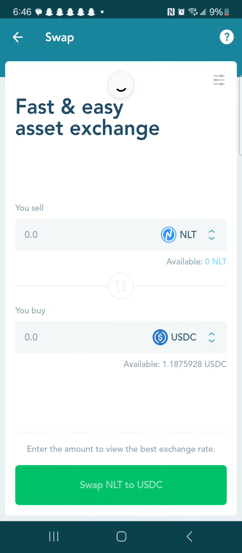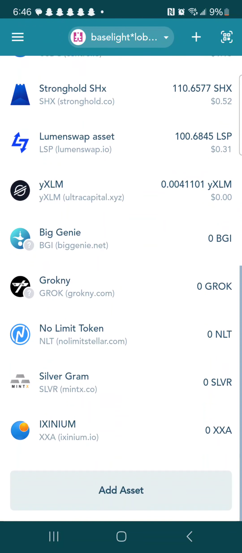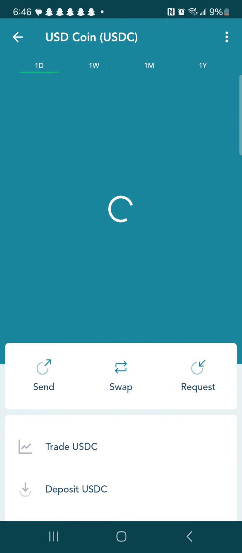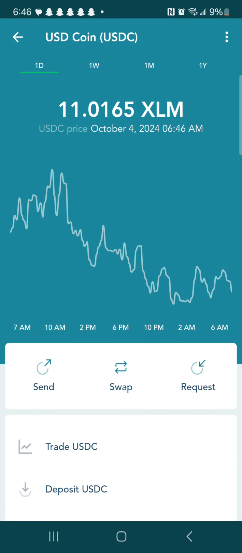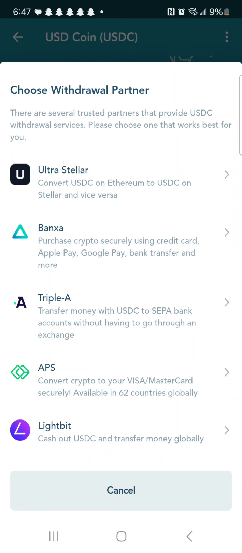Okay, so now I swapped out. I have my little $1. I want to go back into that position. I am going to, trust me. I'm going to go back into that position. Okay, so then I'm going to hit swap. No, I'm not. I'm going to hit withdraw.